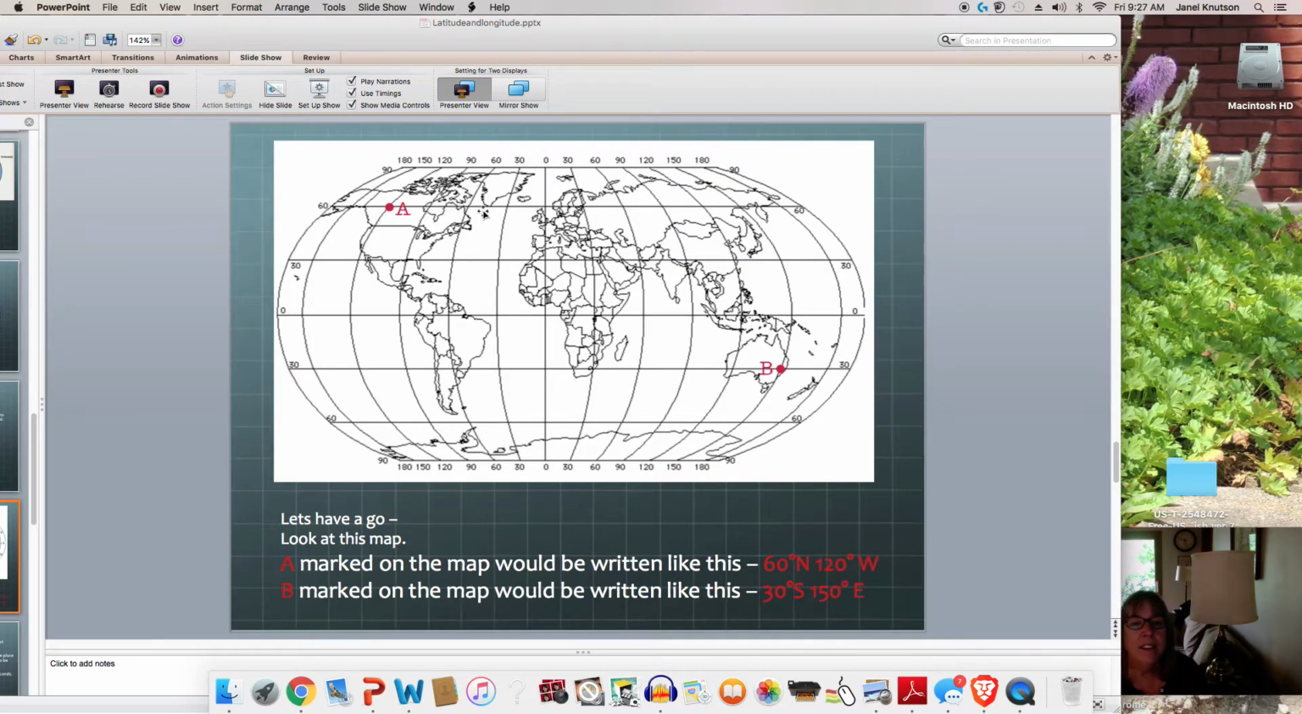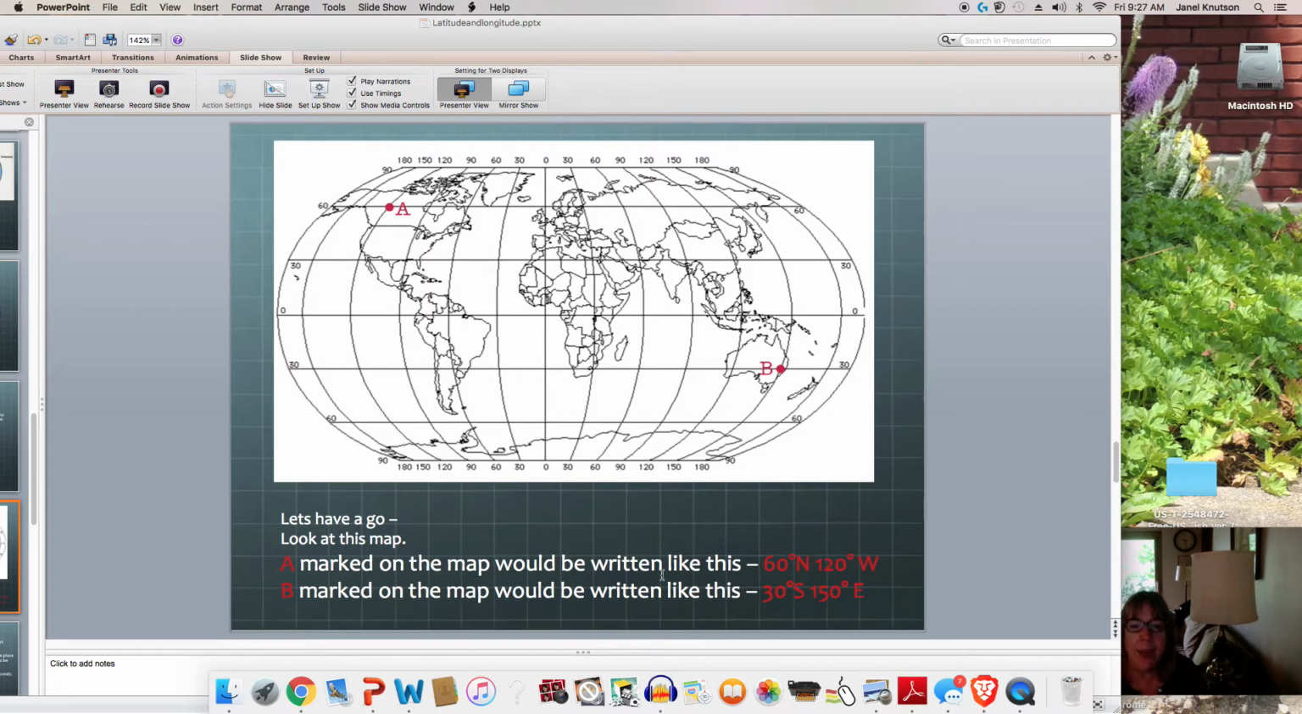Well, if it's 60 degrees north, it could be anywhere on this line. So now we have to tell what the longitude line is. So going from this 0 degrees longitude, Greenwich, England, we go 30, 60, 90, 120. And this curves, but we just follow the curve. And we are now at this spot A, which is 60 north and 120 west, just like it says.